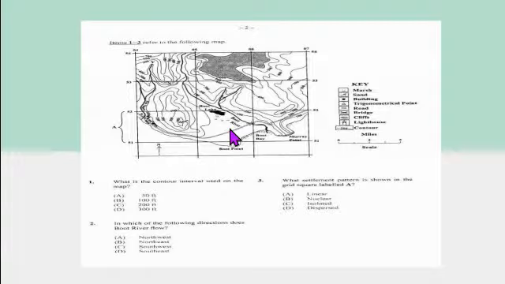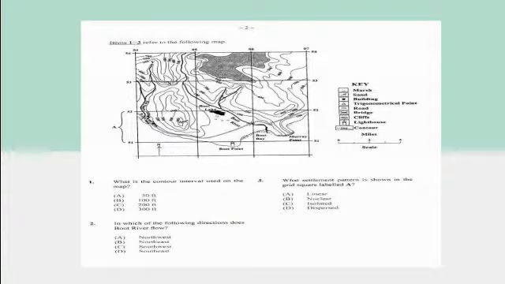Number three, what settlement pattern is shown in the grid square labeled A? So this is the grid square labeled A. We are seeing a road stretching across here. And we are seeing the buildings. If you look at the key, you will see the symbol for buildings. The buildings are right here, and they are stretched out along the roadway. So for that one, it would have been linear as well.